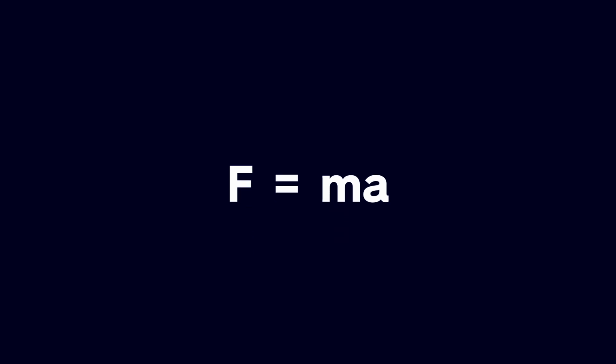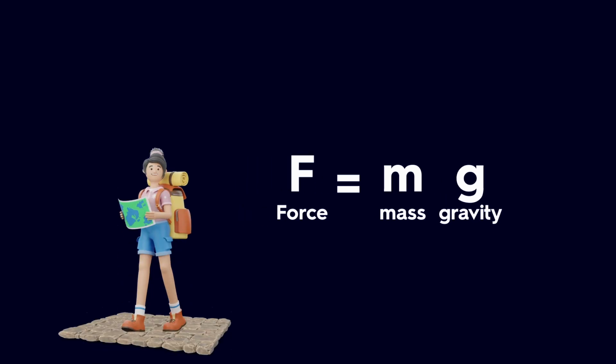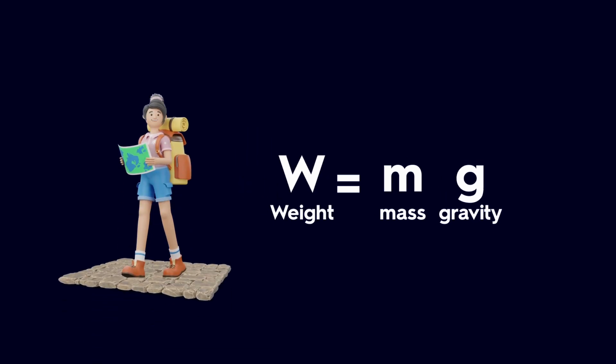Start with Newton's second law. Force equals mass times acceleration. When the only acceleration is gravity and you're standing on solid ground, the force you feel as weight is mg. In other words, your weight equals your mass times g.